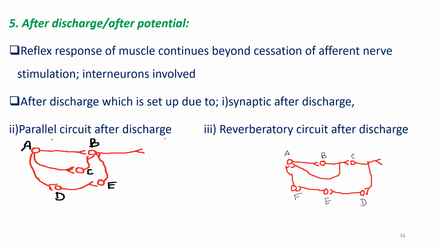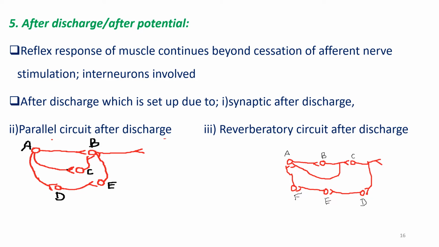A very important property of synaptic reflexes is after discharge or after potential. This is the reflex response of the muscle which continues beyond cessation of efferent nerve stimulation. That is, even when the stimulation is stopped, the response of the effector muscle continues for some time. This is the result of after discharge due to impulses set up in the interneurons. These interneurons continue to discharge, and motor neurons are generally stimulated via multiple interneuronal pathways, and some of these pathways take longer to discharge.